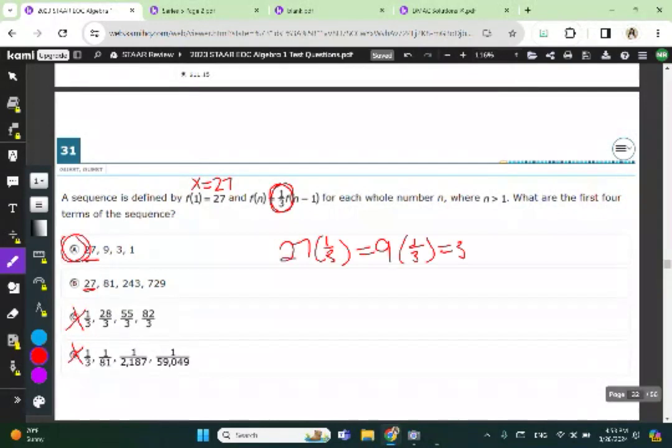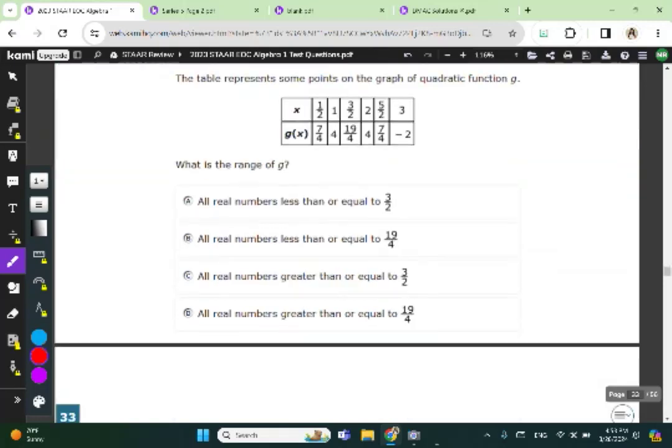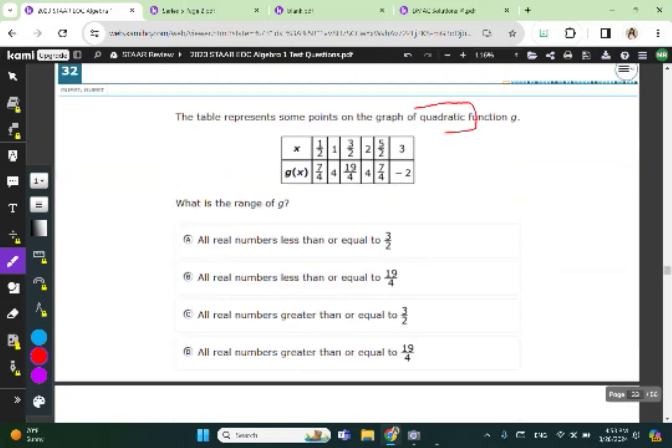32. Number 32, it tells you it is a quadratic function. So what you want to do is first look for that vertex. And to find the vertex, you look at your y values, look for that repeating pattern right there. So this is the one that represents the vertex, okay?